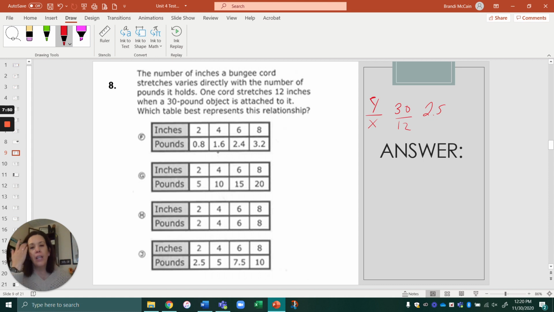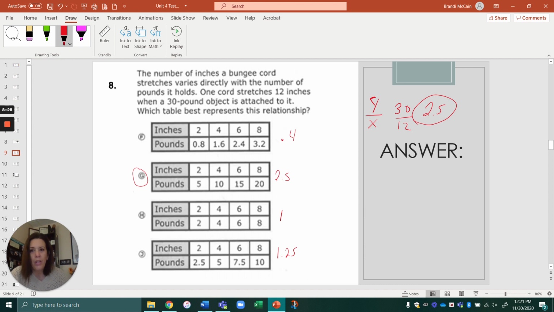So you can look here and say 0.8 divided by 2, 3.2 divided by 8, that gives us 0.4, not 2.5. 5 divided by 2 is 2.5. 10 divided by 4 is 2.5. 15 divided by 6 is 2.5. And 20 divided by 8 is 2.5. The 2 divided by 2 is 1. And this 2.5 divided by 2 is 1.25. So the one that equals this is going to be G. Okay, so find the one that matches.